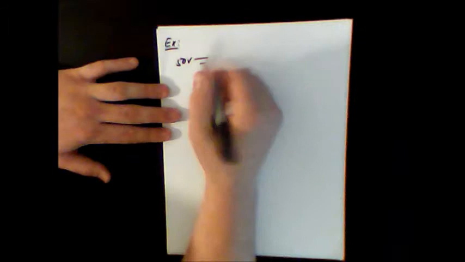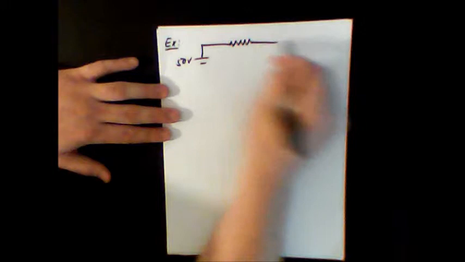So let's do a couple examples. Alright, so here's one more example. This will be a series example. Let's say that we have a 50 volt voltage source, and we attach a series of resistors to it. There's one resistor, here's another resistor, here's another resistor.